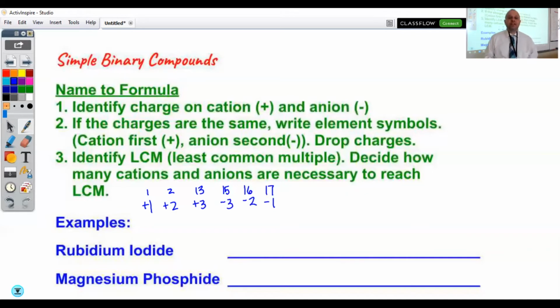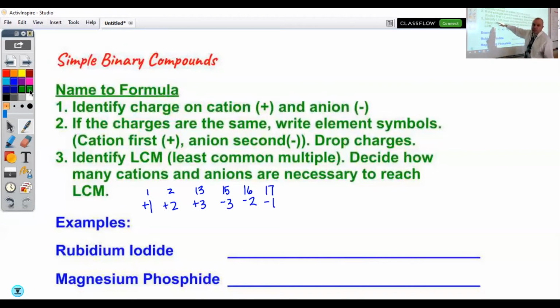Now, let's take a look at the instructions for writing out the chemical formula given the name. So the first part says to identify the charge on the cation, which is the positive charged one, and the anion. My suggestion to you would be to write out those on the line. Second, if the charges are the same, write the element symbols, cation first, anion second, and drop the charges, including the positive and negative signs. None of our final answers should have any charges with them.